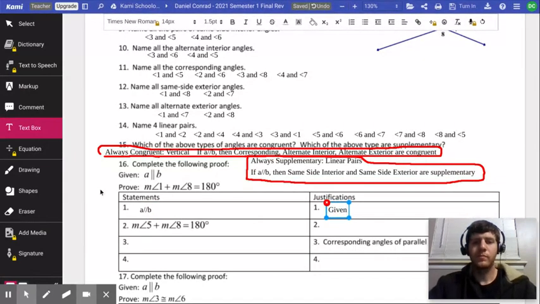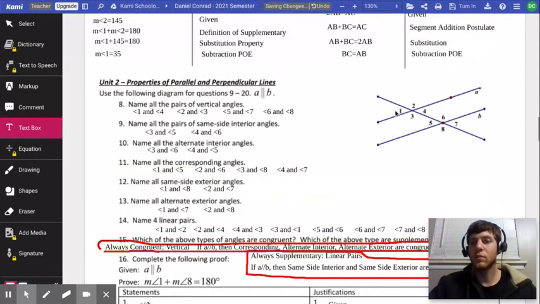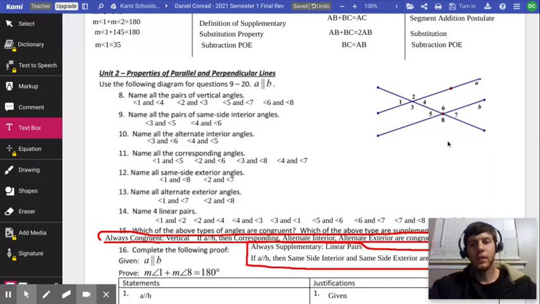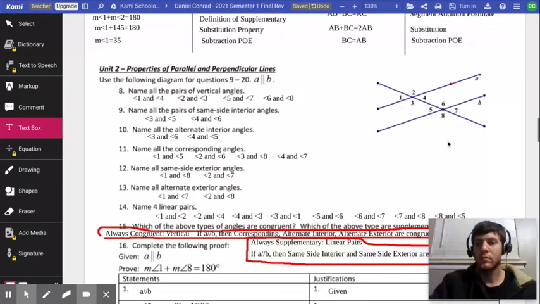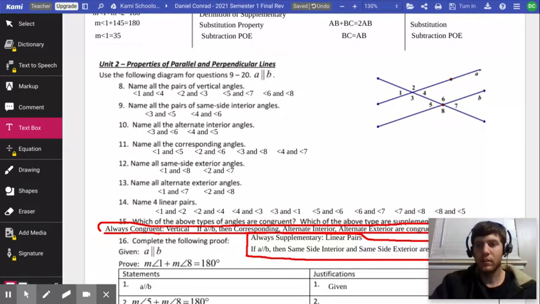Okay. We want to prove that the measure of angle 1 plus the measure of angle 8 equals 180. So those are same side exterior angles. We can't use the same side exterior angle theorem or postulate or anything like that. We need to use other things to get there. We can't assume what we're trying to prove is true in order to prove it true. That doesn't make sense. So we need to use an intermediate angle.